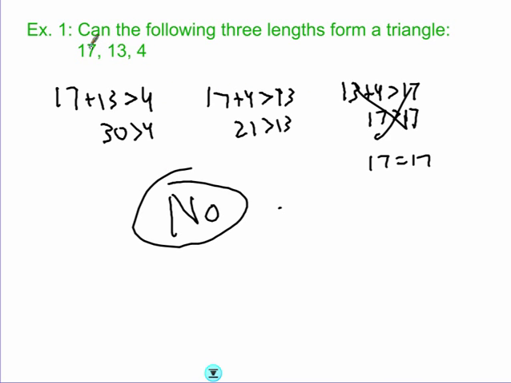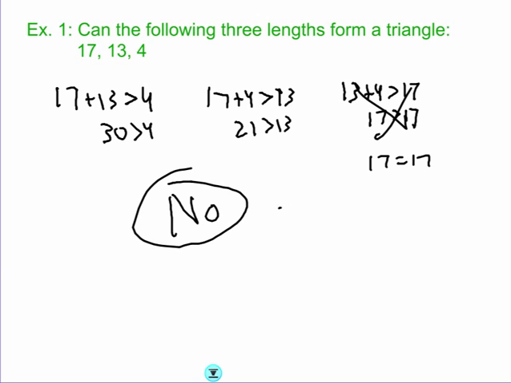And these two add together, and they're bigger than that one. No, you have to try all three possible pairs. So that's all you have to do. Add two together, see if it's bigger than the third. Add two together, see if it's bigger than the third, and add the last two together and see if it's bigger than the third. If all of these inequalities were true, then the answer would be yes. But because one of them is false, the answer is no, they cannot form a triangle.